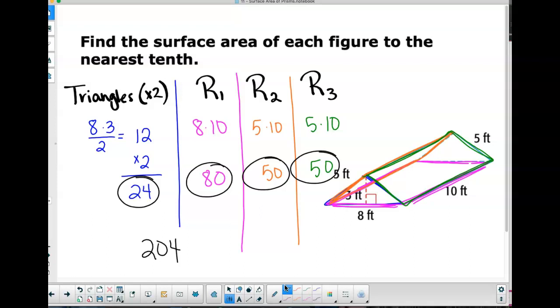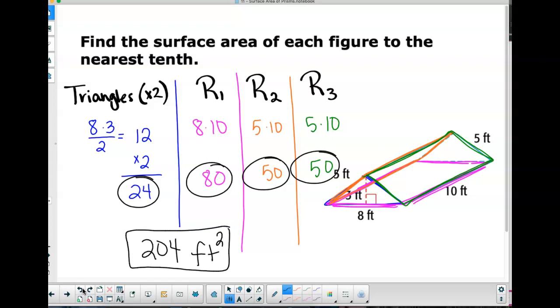What do you think? 204 what? Feet? What though? Go ahead. Feet, like units? Feet, but remember we've had feet squared, we'd have feet cubed. What would this be? Feet what? It's area, so it's feet squared. Because we're just covering it, so 204 feet squared.